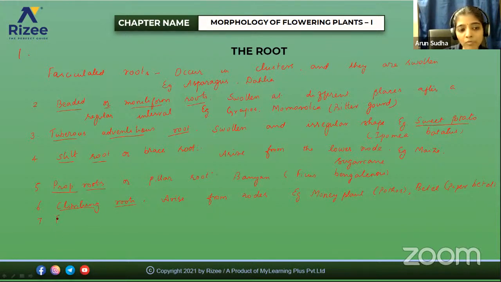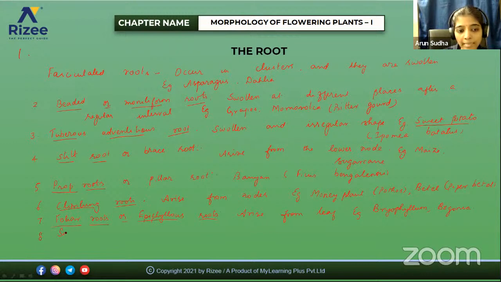Then the next type is foliar roots, also called epiphyllous roots. From the term itself, we can know: epiphyllous, phyllon means leaf. So they arise from leaf. Examples are Bryophyllum and Begonia. They are examples for foliar roots or epiphyllous roots.